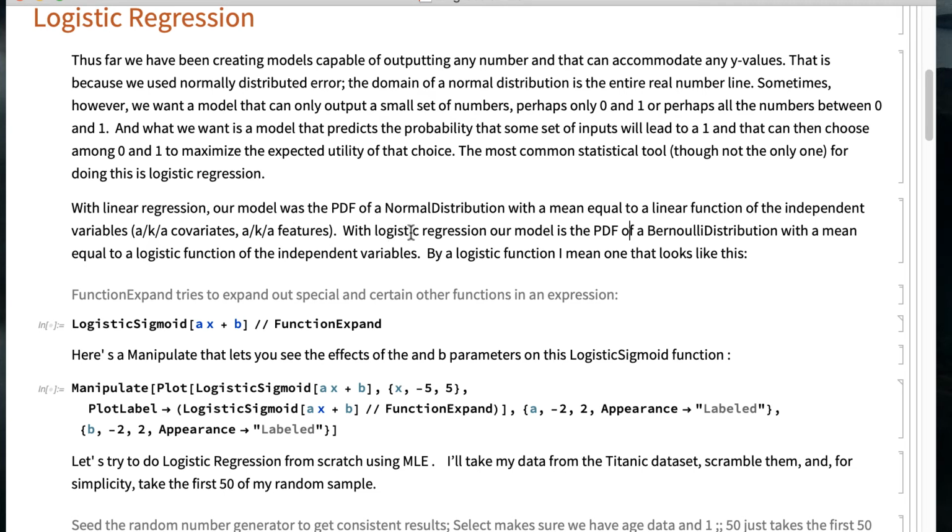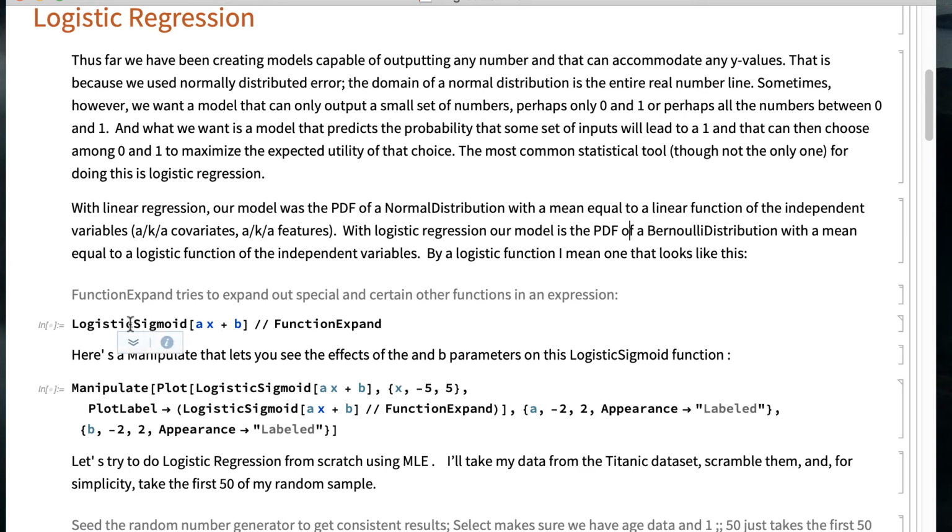By contrast, with logistic regression, our model is the PDF of a Bernoulli distribution, not a normal distribution, whose mean is a logistic function of the independent variables. So, what do I mean by a logistic function?